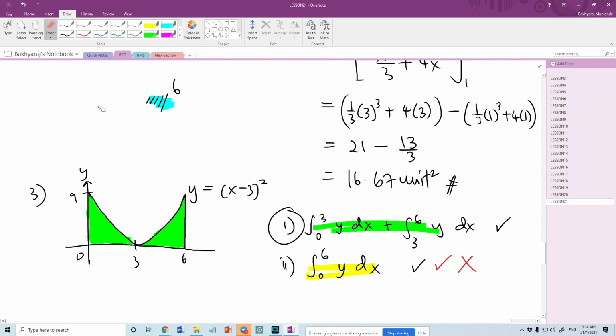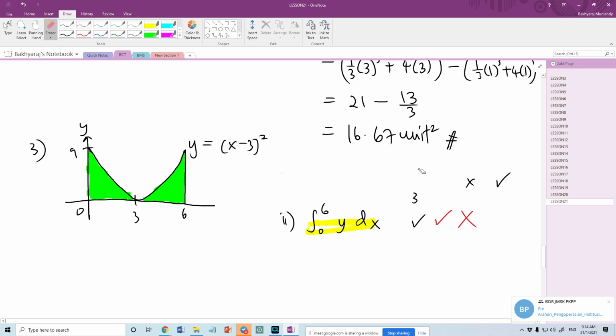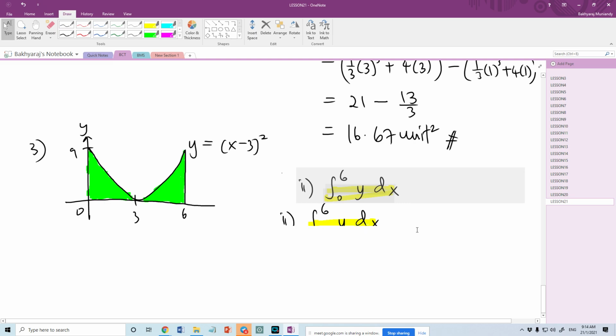Okay, saya padam ni dulu. Okay, kita pergi soalan ni. So ini saya padam. Okay, so my case, I'm going to use number one lah. Number two. I terus buat number two. Because of what? Because this one is positive. Dua-dua positive. So I'm going to use this number two formula. Okay, so since I'm going to use number two formula, so what is my formula here? The limit will be 0, 6.